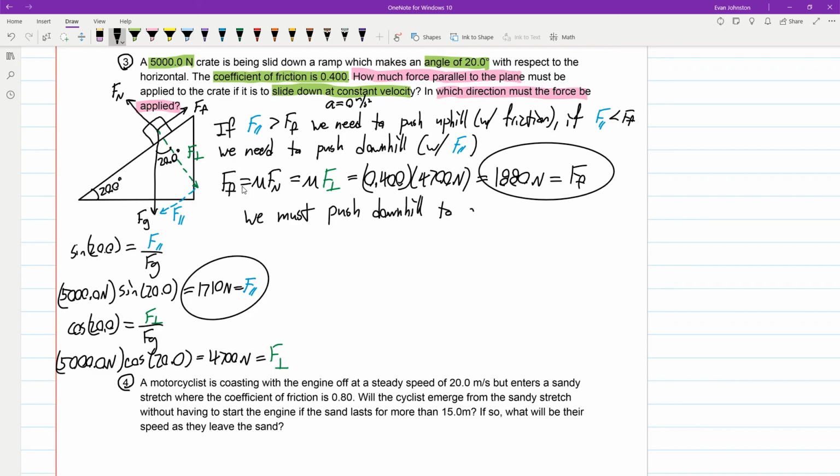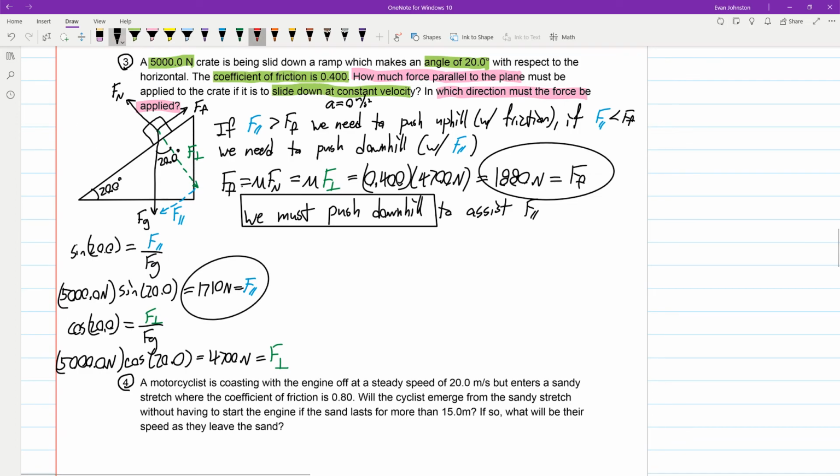And it's really to assist our force parallel. So it's saying in what direction must we push. So we already just answered that. We must push downhill. Okay, sweet. Now, with what strength do we need to push? Well, just the difference between these is how hard we need to push. So let's say that to the right is still in the positive direction. I'll just say that uphill to the right is positive and up off the surface is positive.